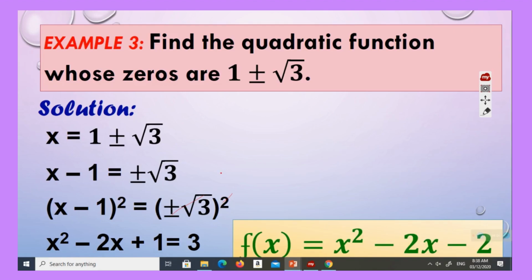So, we will have f of x is equal to x squared minus 2x minus 2 because yung 3, we subtract 3 on both sides of the equation. So, 1 minus 3 is negative 2. Okay, so the quadratic function is f of x equals x squared minus 2x minus 2. So, that's all for the quadratic function given the zeros.